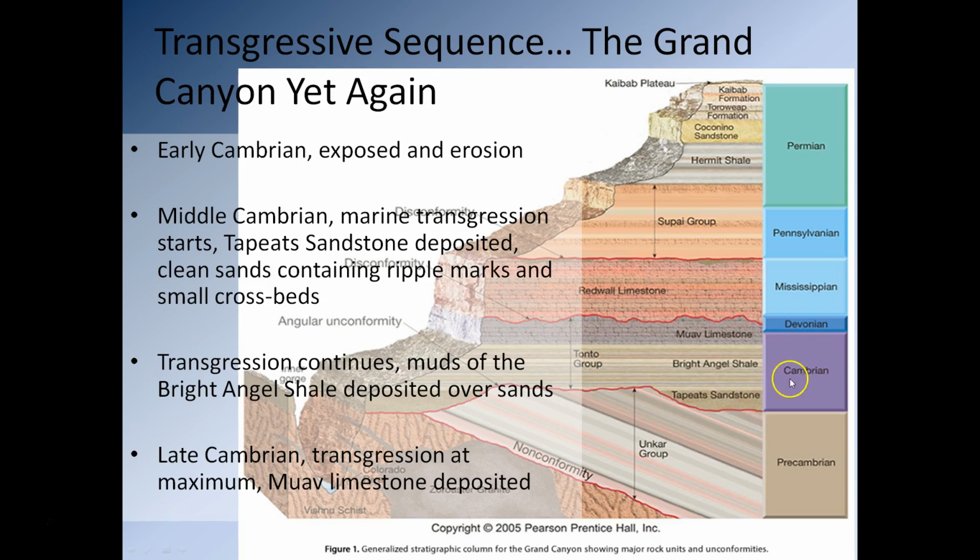Over the top of the Tapeats sandstone, we have the Bright Angel Shale being deposited, so the water depth is increasing. And then over the top of the Bright Angel Shale, we have the Muav limestone being deposited, and that represents shallow, clear water. As we head through the Cambrian, we go sandstone, mudstone, limestone. So we have a marine transgressive sequence. The water depth is steadily getting deeper as the ocean transgresses further and further across North America, or should I say Laurentia.